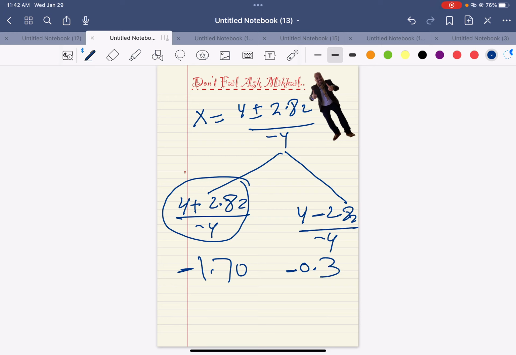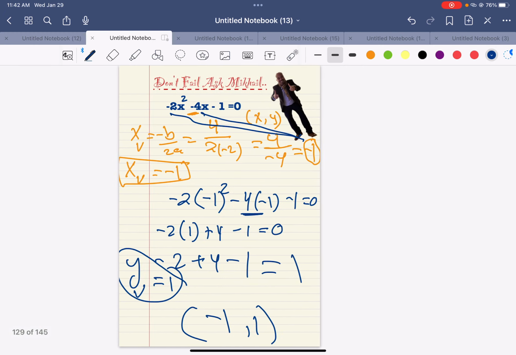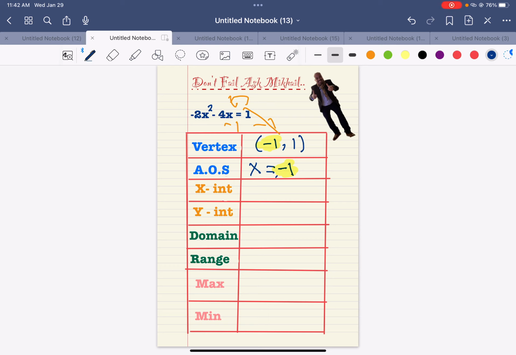To verify your answer is correct, you add them up and divide by 2. If I add negative 1.7 plus negative 0.3 and divide by 2, I should get the axis of symmetry. Here it is negative 2 over 2, equal to negative 1. That verifies the answer, and it is negative 1, as we said.